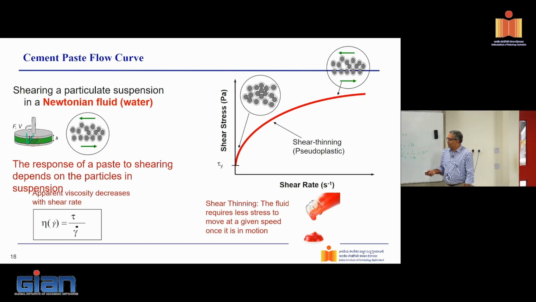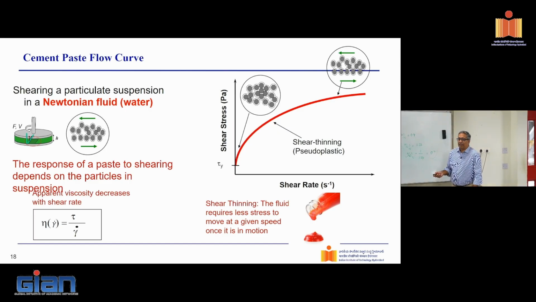So when you actually try to describe this, what happens? My viscosity is now a function of gamma dot. It's not a constant, right? And it depends upon the shear rate that you apply. The faster you try to agitate it, the local viscosity decreases, right? It starts to thin out.